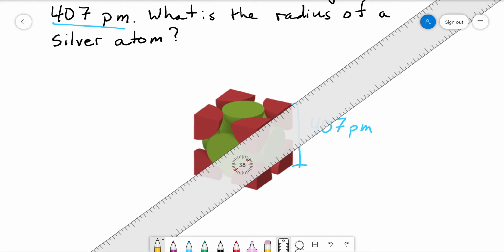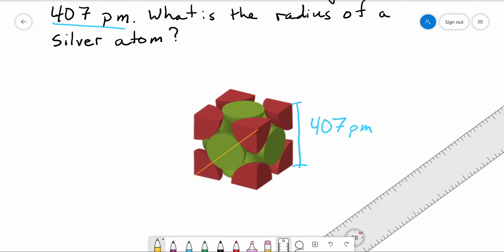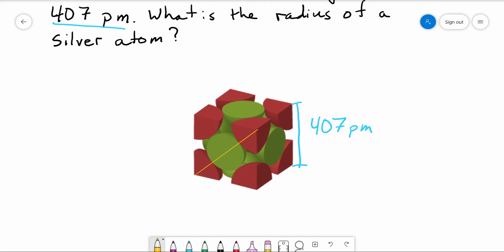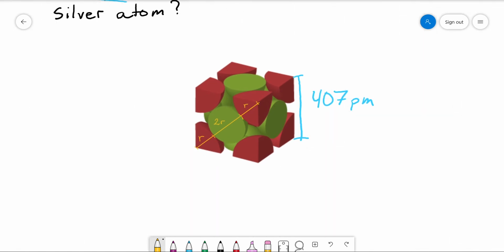So let's talk about along that line there, that diagonal, how many radii do we have? Well, from the corner down here to the edge of the red, from there to there, that's one radius. Along the green, that's two radii, and again, from the edge of the green to the corner, that's one radius. So our diagonal is 4 radii. Well, what else do we know? We know that this whole side we'll call L, and this whole side we'll call L.